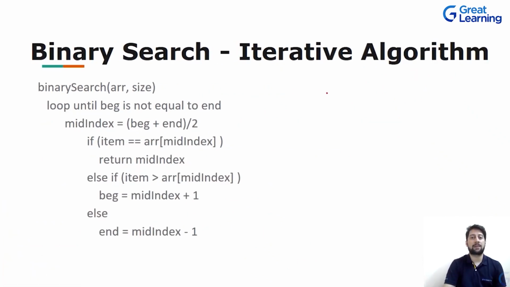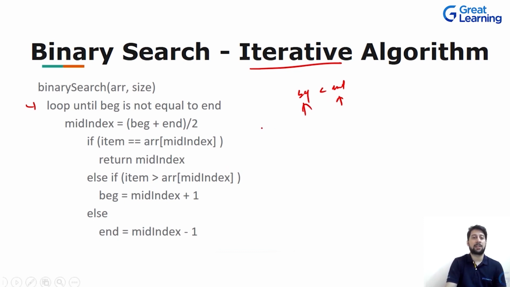Now let's try to understand the binary search algorithm. First we are going to understand the iterative approach, and then we are going to understand the recursive approach. Iterative, as the name suggests, means we are going to use loops, right? We will iterate until the beginning is less than the end, because we will be updating our beginning in some cases, and in some cases we'll update our end.